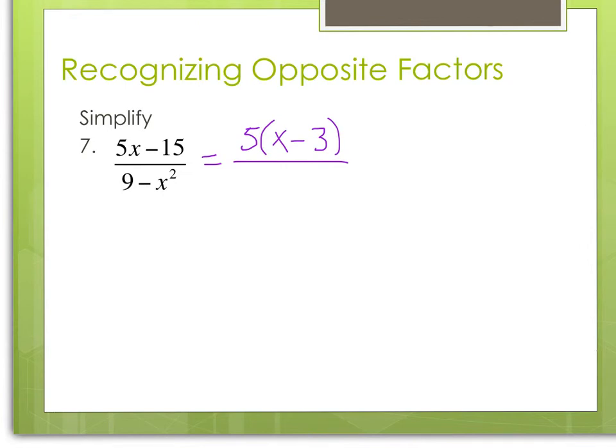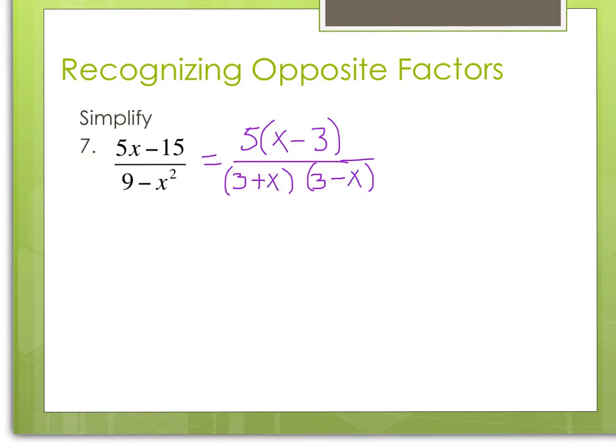I have a binomial that has an x squared. Now 9 is a perfect square, and 1 is a perfect square. So even though it's written backwards, this is the difference of two squares. I'm not going to rewrite it. I'm going to keep it in this order. So take the square root of 9, you get 3 and 3. The minus sign tells me different signs, and the square root of x squared is x and x.